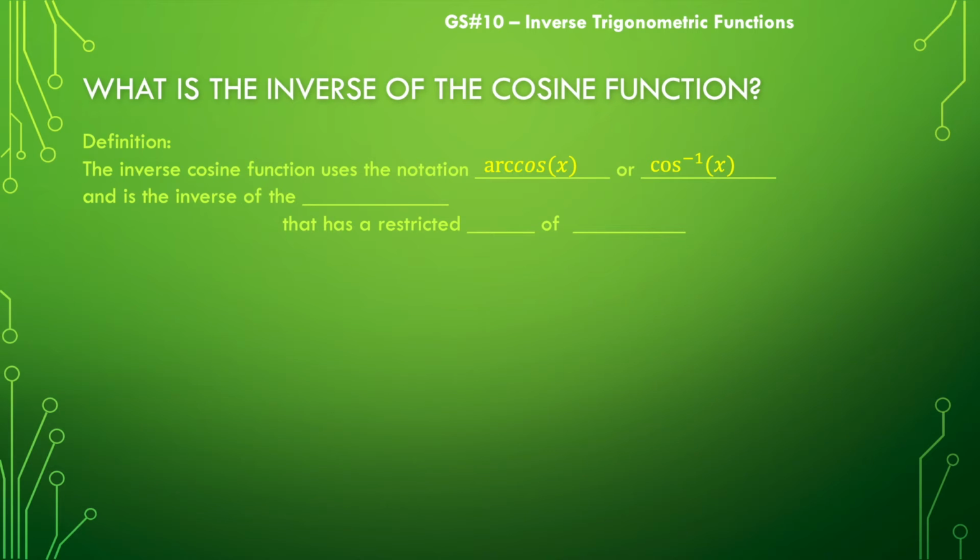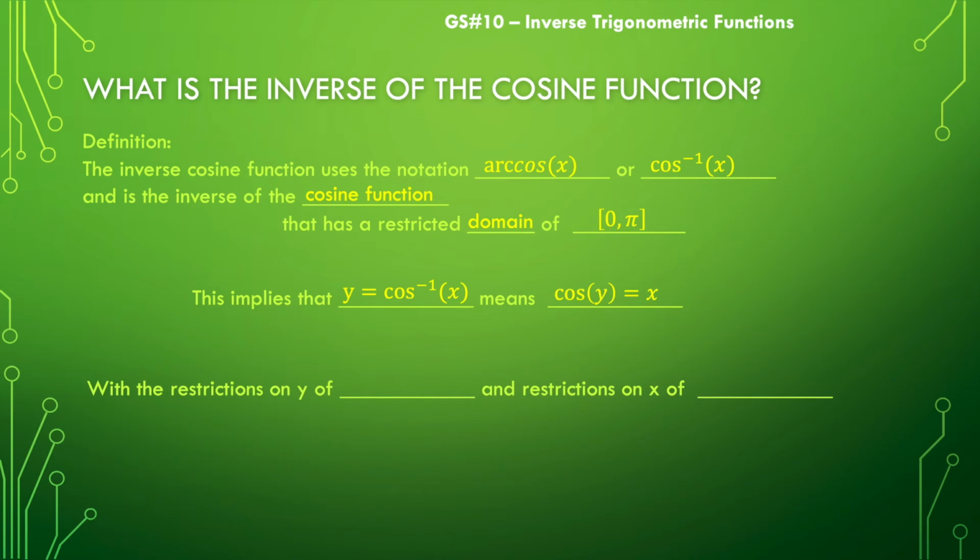and it is defined to be the inverse of the cosine function that has a restricted domain of 0 to pi. Okay, so we take that restricted cosine function and we turn it into our cosine inverse function. So what that implies is y is equal to cosine inverse of x. It means the same thing as x is equal to the cosine of y for that restricted domain, which also restricts your range, right? Because the restrictions of our y value on the cosine inverse are the same as the restrictions on the domain of our cosine function from 0 to pi.